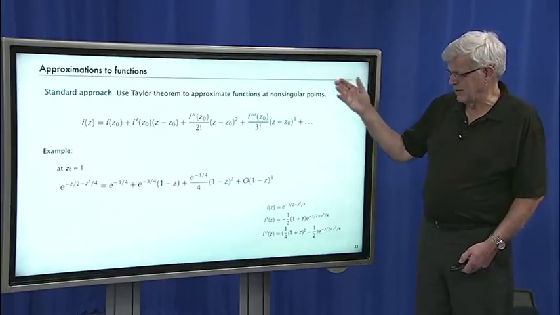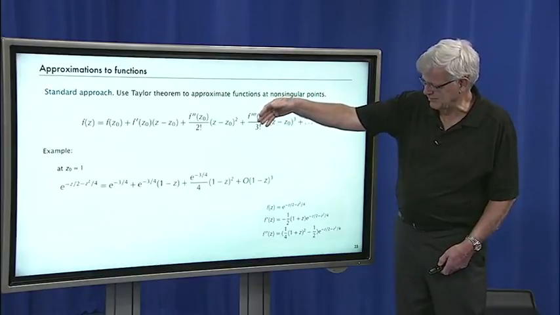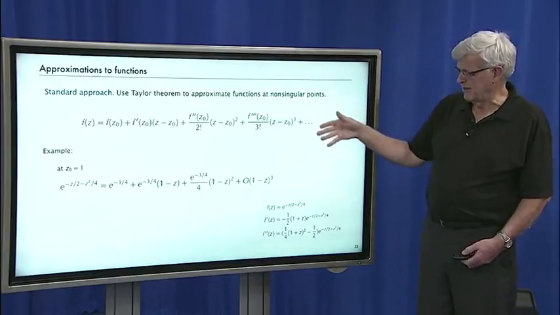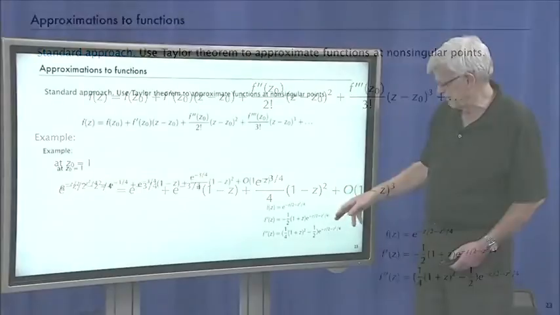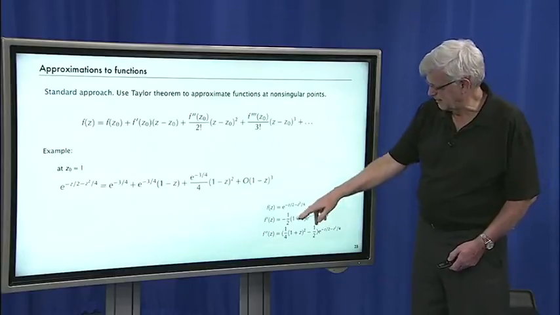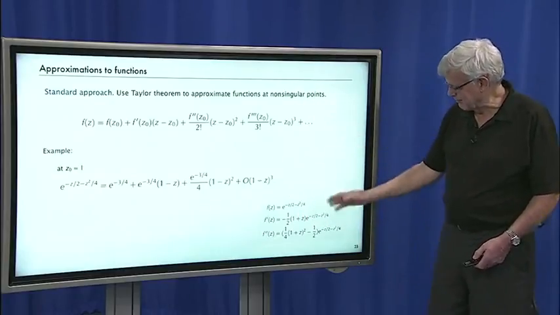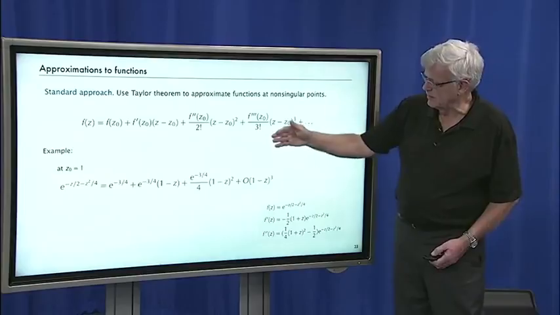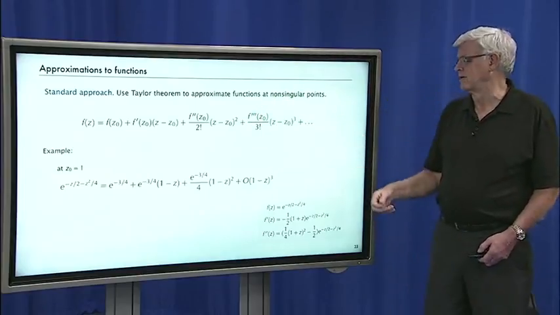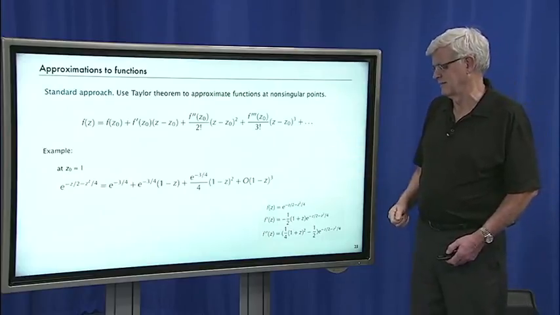So say we have this function that I showed before, e to the minus z over 2 minus z squared over 4, and we want to expand it at z equals 1. Then we can just go ahead and compute the derivatives and evaluate them at 1. So the function evaluated at 1 is e to the minus 3 quarters. The derivative evaluated at 1 is plus e to the minus 3 quarters, because 1 plus 1 is 2, and then there's a minus that cancels out. The second derivative evaluated at 1 you can get e to the minus 3 quarters over 4, and so forth, and just use Taylor's theorem to develop an expansion of the function at any point that it's not singular.